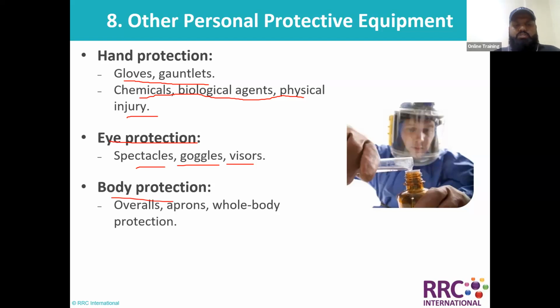What about the body protection, like overalls, which we commonly call coveralls, apron, whole body protection? What about them? We must protect our whole body, including the safety boots we have to wear. So other personal protective equipment we must use along with the respiratory protection, so that we do not let the chemical get inside our body.